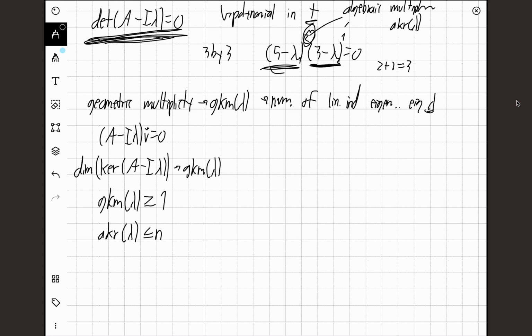So these are the constraints we have, and now we first ask ourselves, are they always equal? Well, we're going to see absolutely not. Can the geometric multiplicity of an eigenvalue be greater than the algebraic multiplicity of the eigenvalue? Well, very quickly we can see that no, this can absolutely not be the case.